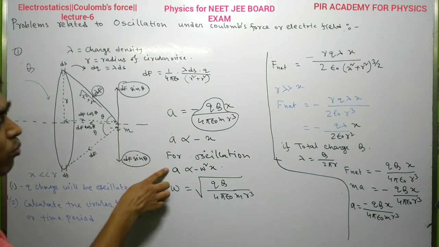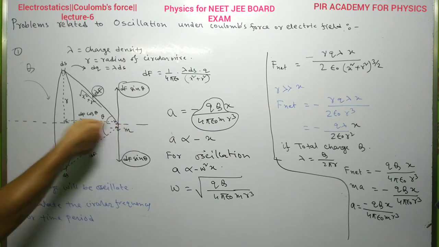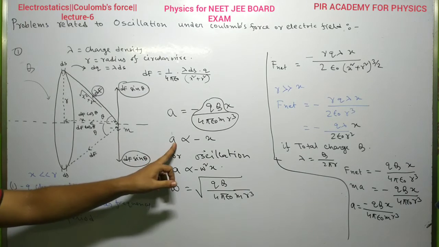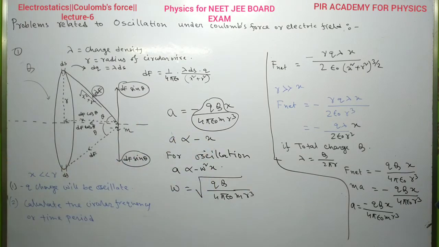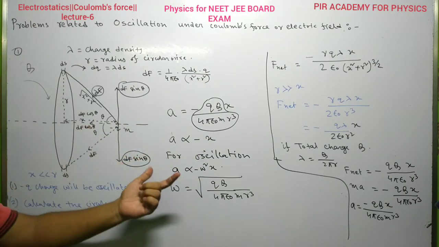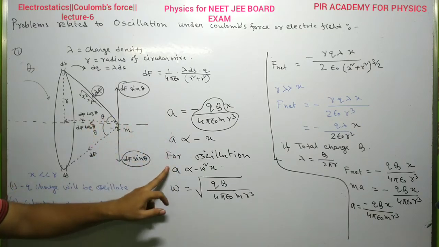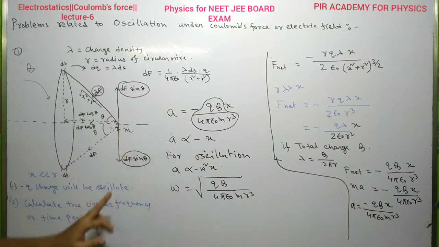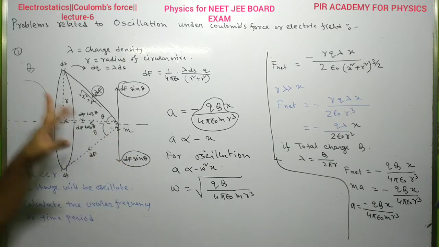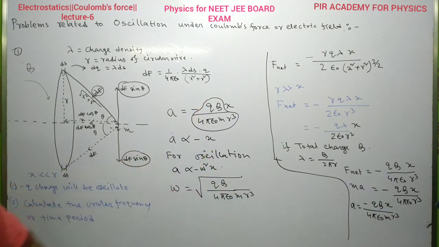So using these two concepts, you have proved that the charge minus q oscillates along this direction, because here the acceleration is proportional to the displacement and is opposite to this direction. So it obeys the laws of oscillation. So this charge will oscillate along this direction. Now what will be the circular frequency? Here the circular frequency is root over q by 4 pi epsilon naught into m into r cube.